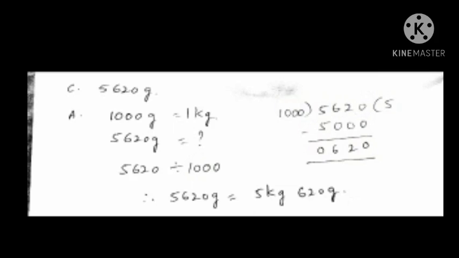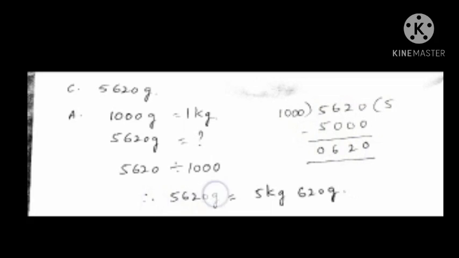1000 fives are how much children? 5000. 1000 sixes are 6000. Compared to 5620, 6000 is more. So we consider 1000 fives are 5000. Next do the subtraction. 0 minus 0 is 0. 2 minus 0 is 2. 6 minus 0 is 6. 5 minus 5 is 0.